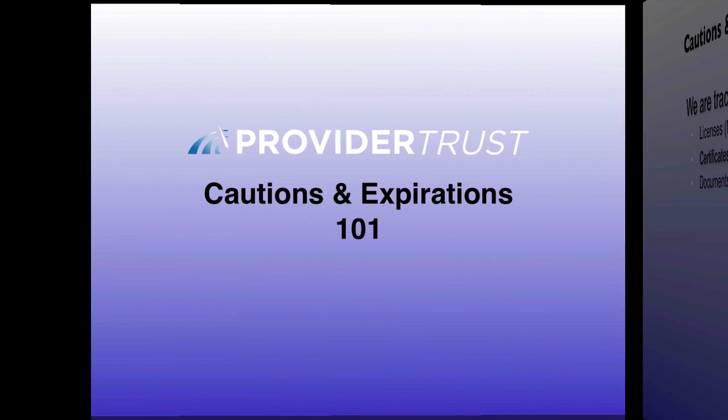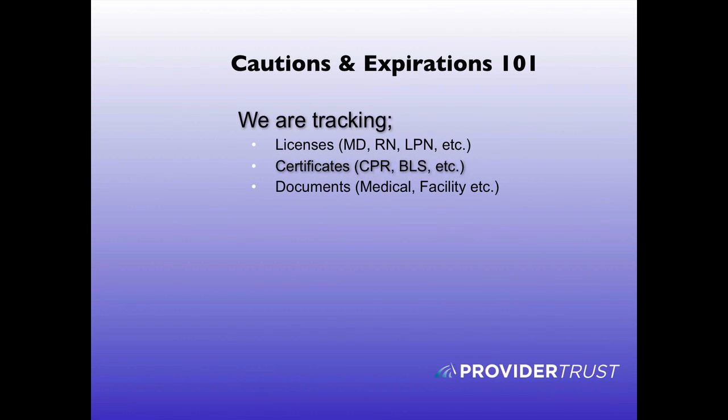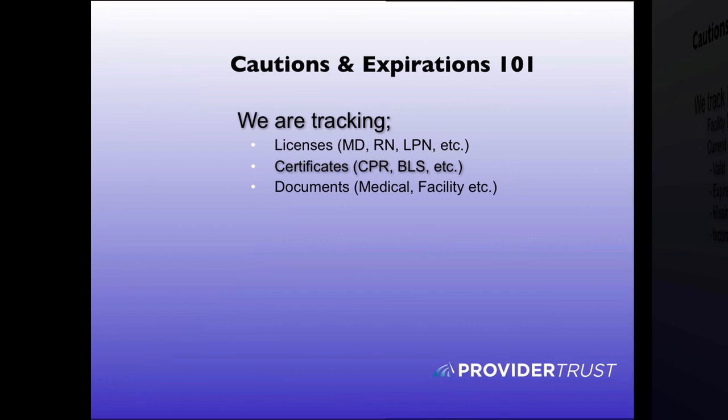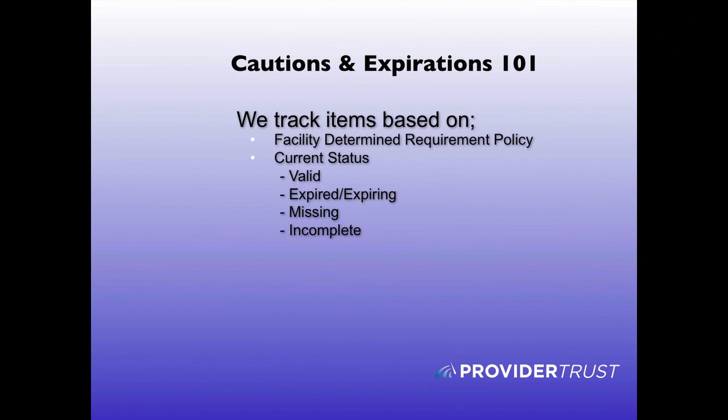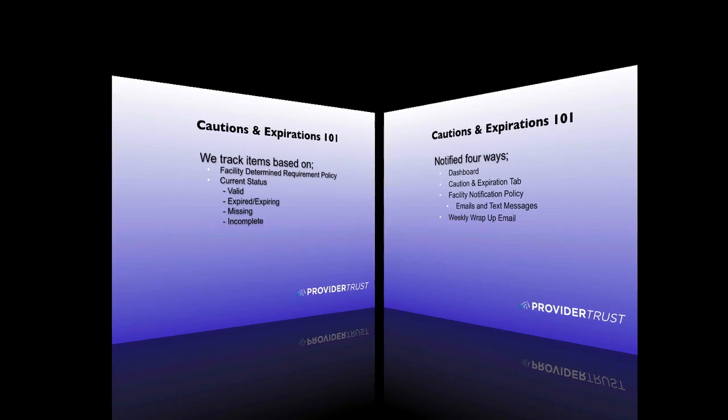What we're looking at within the Cautions and Expirations 101 is actually tracking licenses, certificates, and documents. How we track those documents is based upon your facility determined requirement policy. And then those requirement policies generate different statuses: valid, expired or expiring, missing, or incomplete.